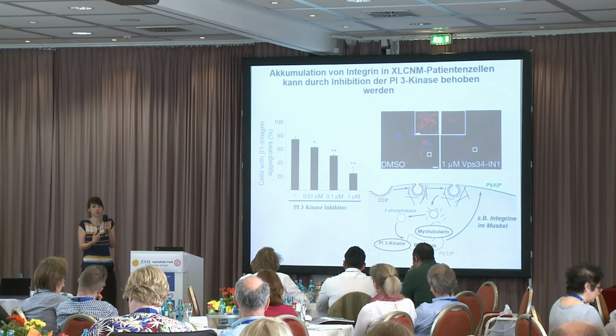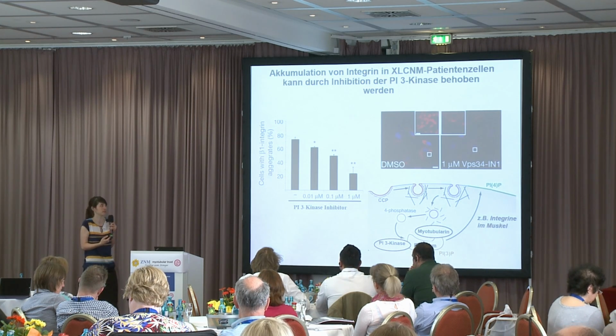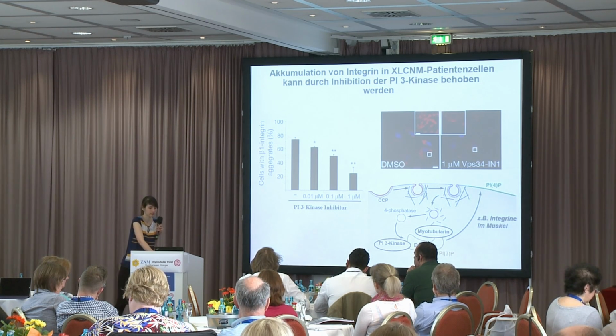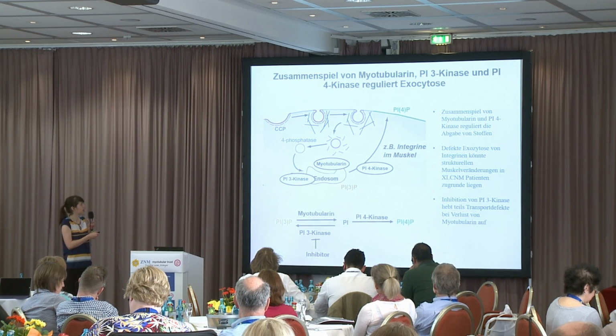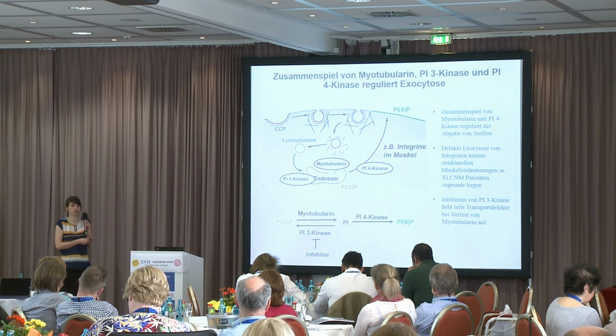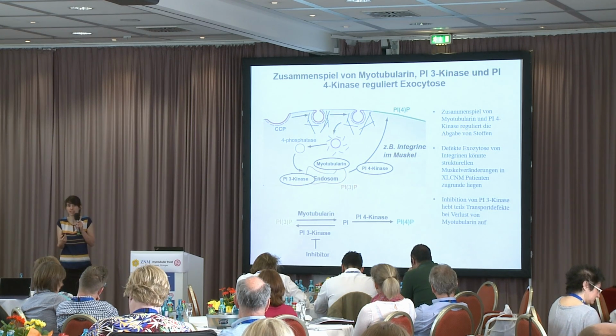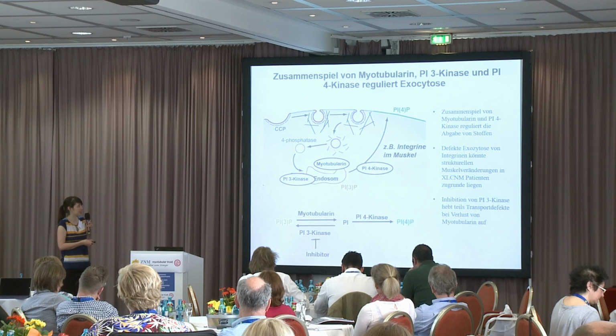In these patient cells, you can see that possibly by giving more of the inhibitor, the problem can be mended. To sum this up again, we see MTM1 sitting on top. This, together with the kinases, regulates the PI4. We have found a second enzyme, and that works together with the PI3 that loses its identity.